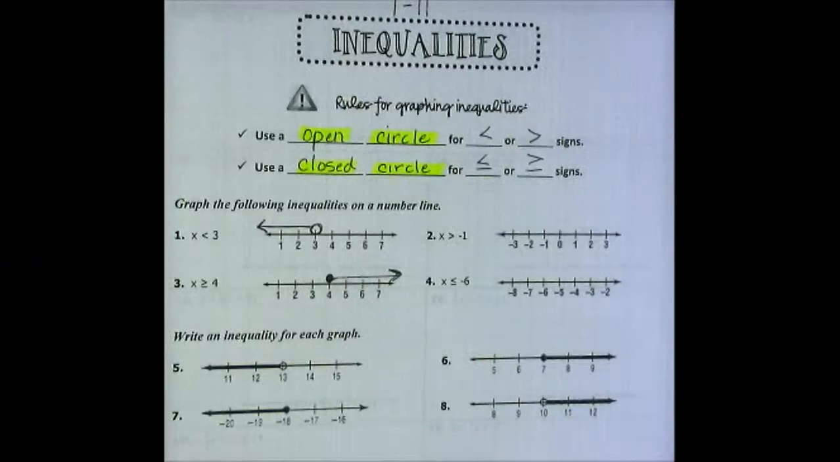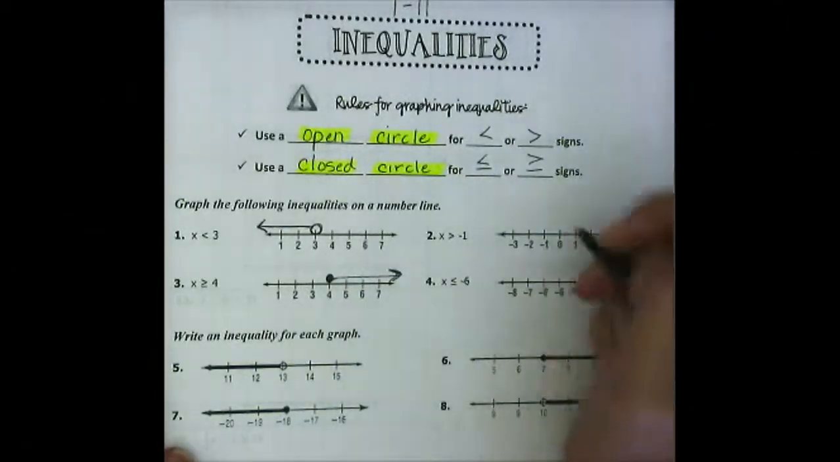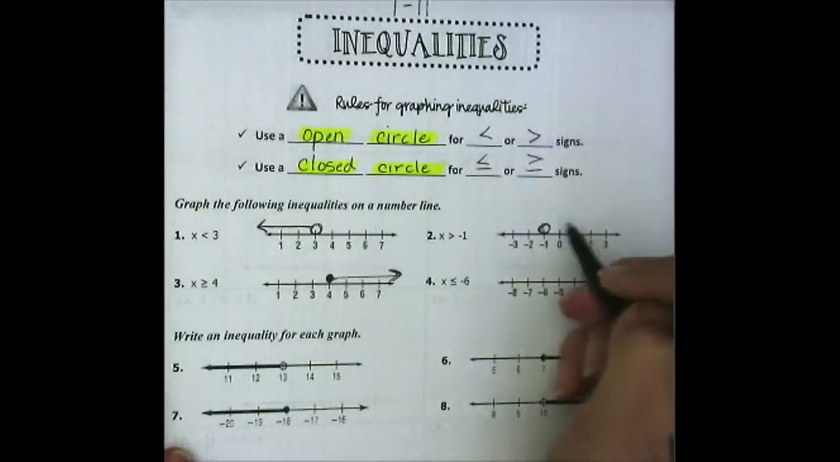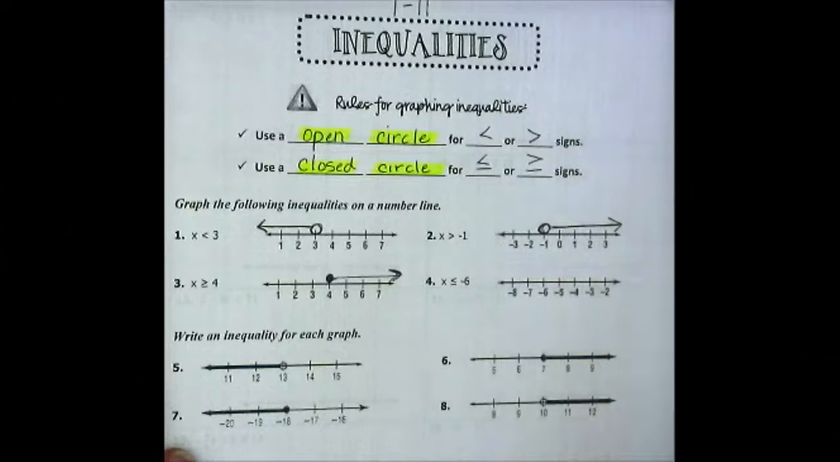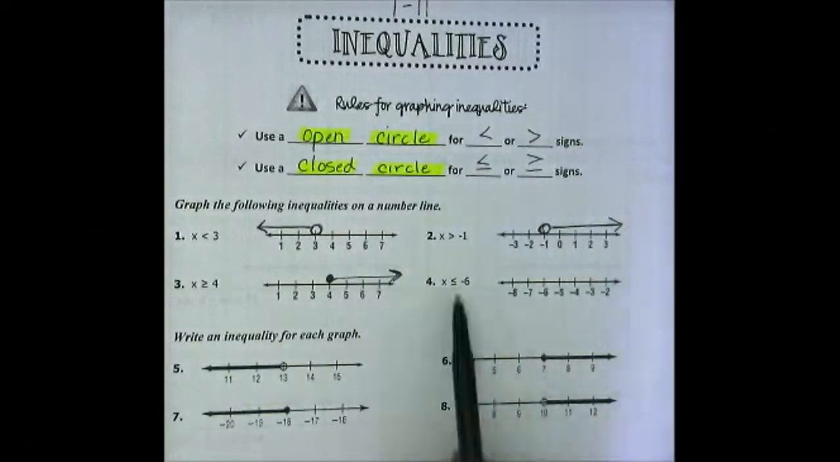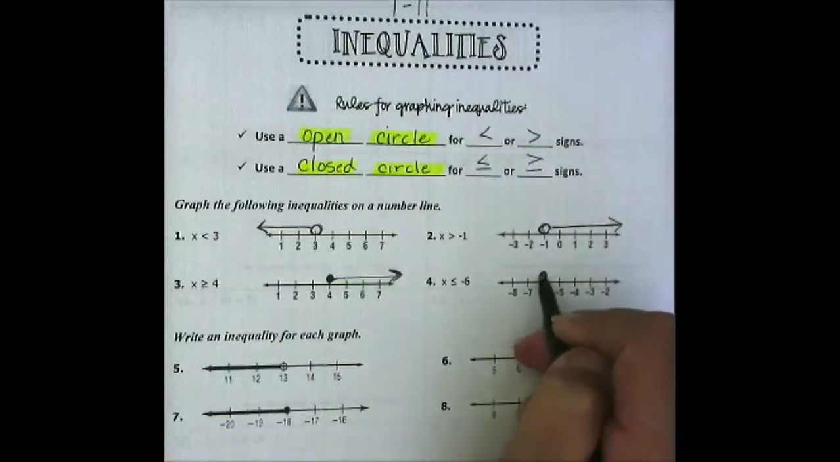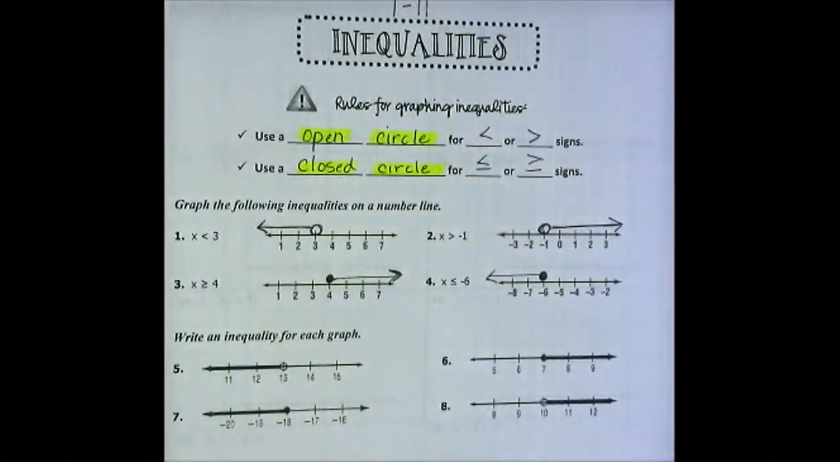Okay, you should be done with problems 2 and 4. Problem 2 says x is greater than -1. Because it's greater than, we're going to use an open circle, and it points to the right, so we know also that the numbers to the right are greater than -1. For number 4, you should have had a closed circle on the -6, and the numbers less than or equal are going to be to the left, and the symbol also points to the left. So hopefully you got those correct.